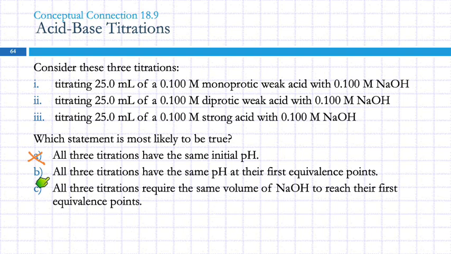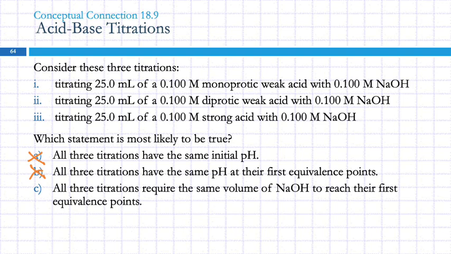All 3 titrations have the same pH at their first equivalence points. What's the pH of a strong acid at its equivalence point? 7. It's neutral. You react all the acid with all the hydroxide, and now basically you have salt water. So that one's going to be 7. Weak acids, we can't just give a number, but is it going to be 7 or above 7 or below 7? It's going to be above 7. The equivalence point for the titration of a weak acid is basic. So that's not true.